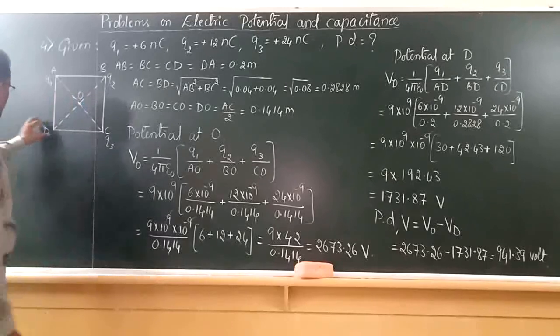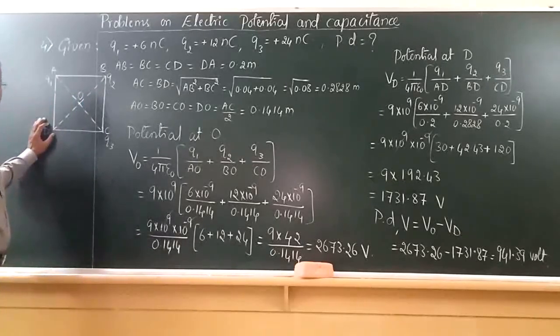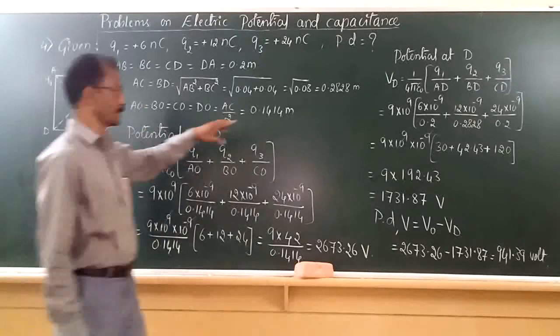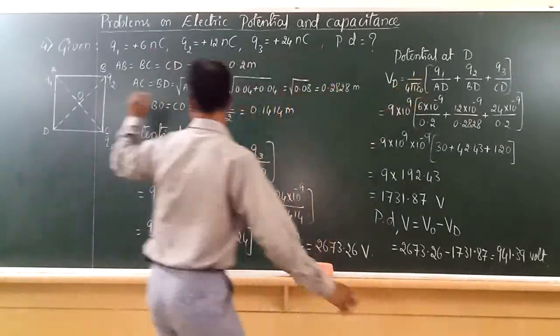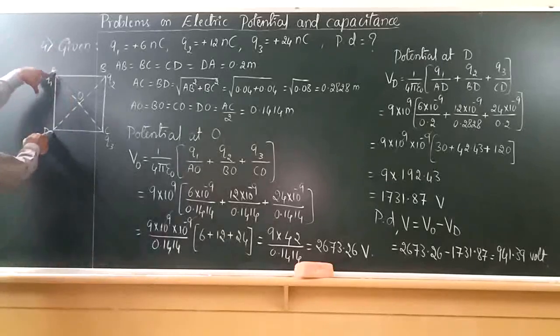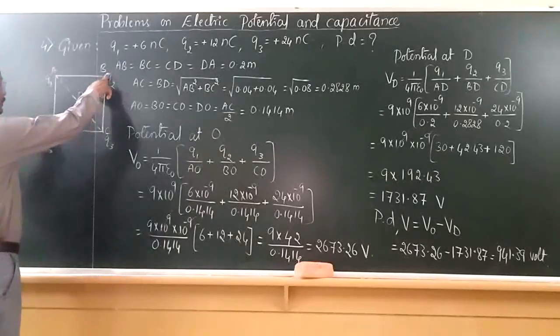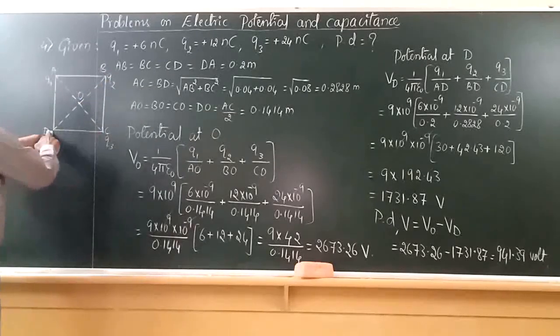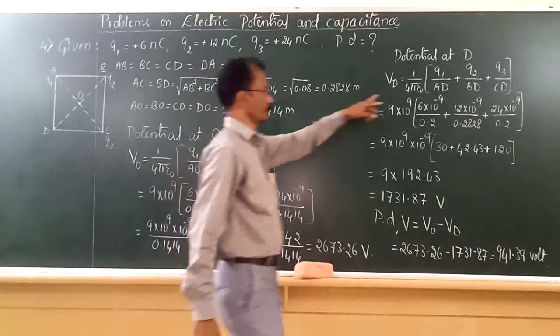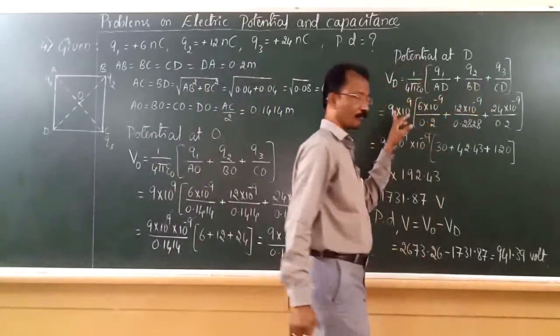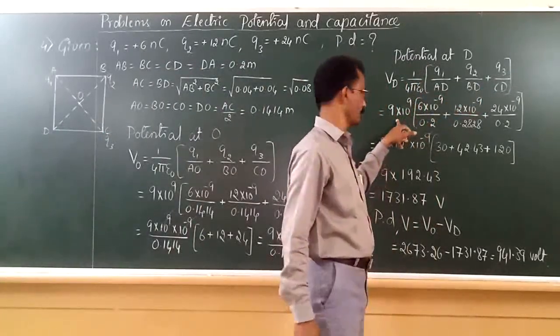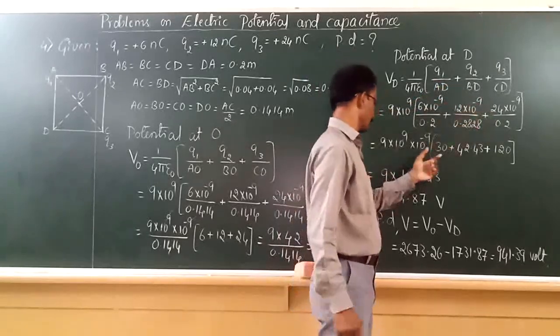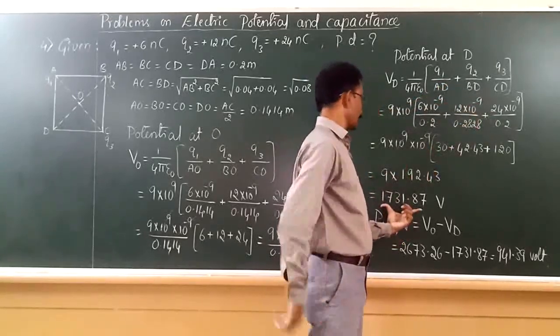Similarly, find the potential at D. VD is equal to 1/4πε0 into bracket, charge Q1 divided by this distance AD, plus charge Q2 divided by this distance BD, plus charge Q3 divided by distance CD. Substitute values, 1/4πε0 value 9 × 10⁹. Multiply and simplify.